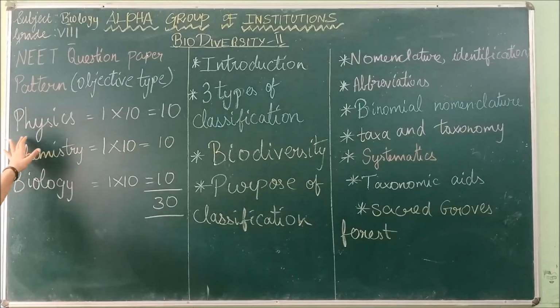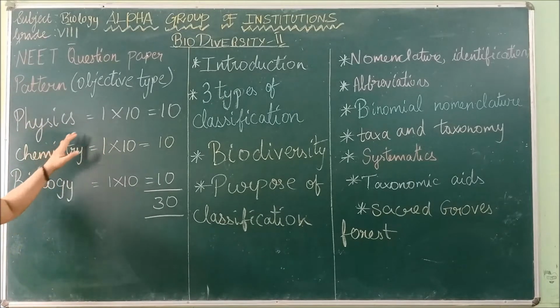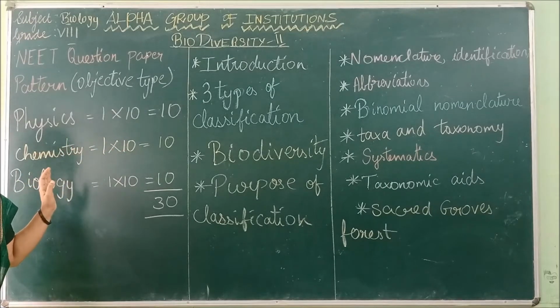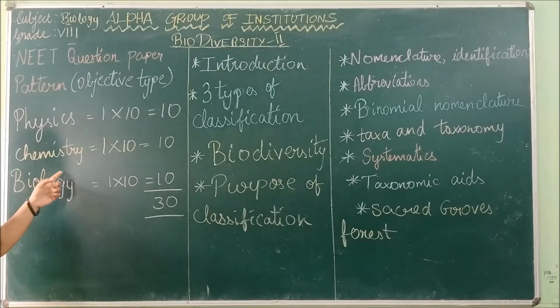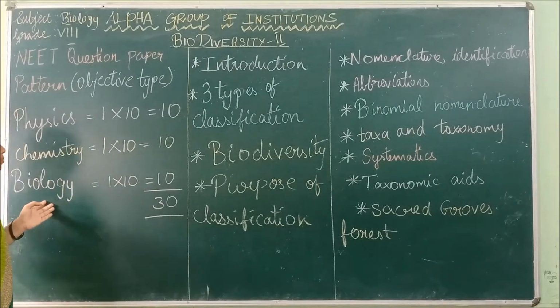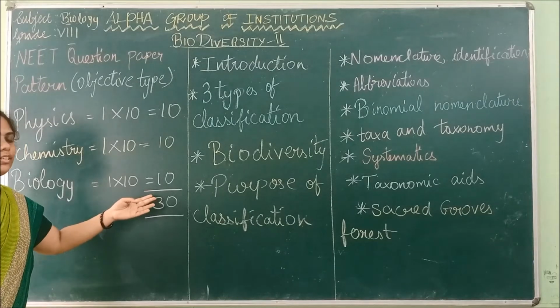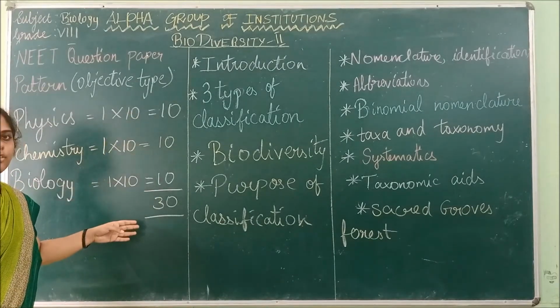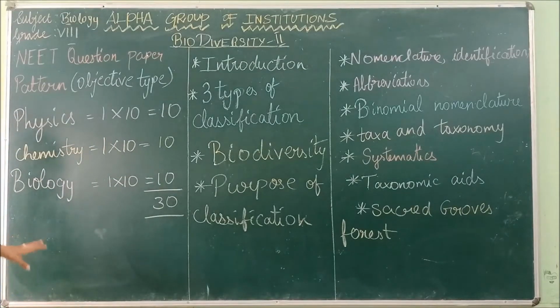So first in physics, you will be having only objective type of questions and you will be asked 10 objective type of questions. Each carries 1 mark, 10 marks. And chemistry, that is also objective questions, 10 objectives, so 10 marks. And biology also you will be having 10 objective type questions, so totally 10 marks. Then totally you will be writing the NEET test for 30 marks. So this is the question paper pattern of the NEET test.